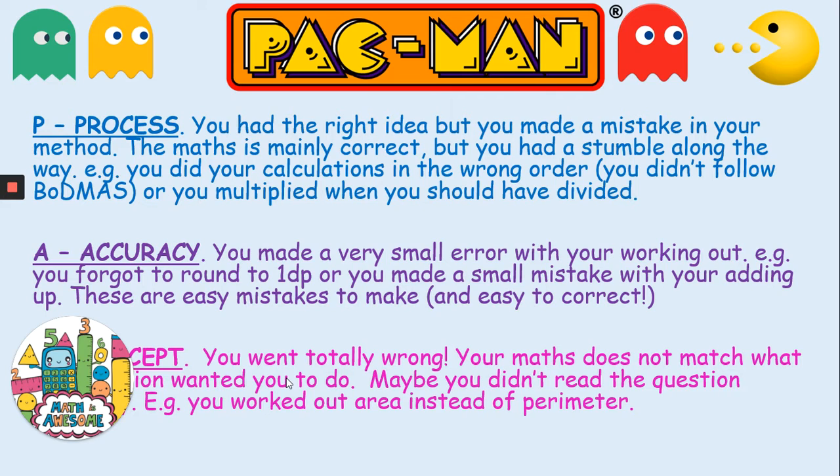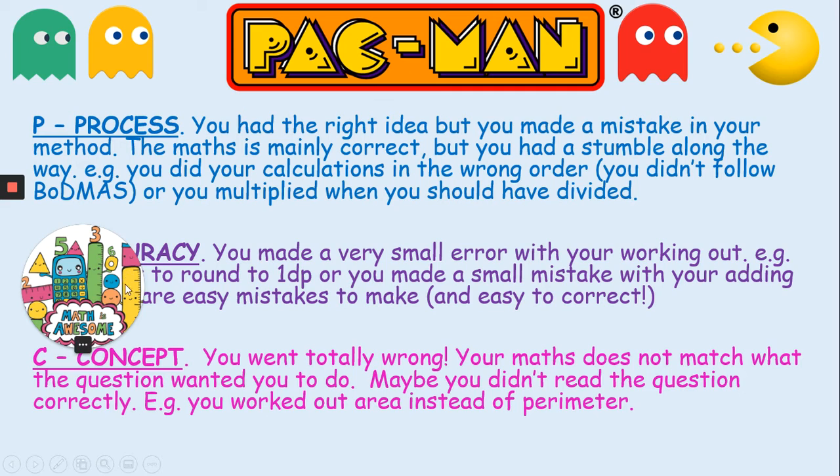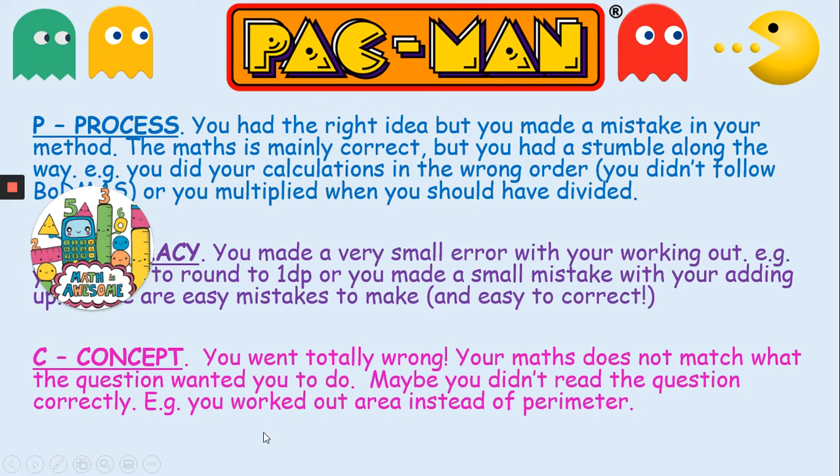Accuracy error, that would be where you made a small error with your working out. So it's basically a little silly error that we often make because we are rushing. The C error, it is a concept error. So this is where you went totally wrong. Your maths doesn't match what the question wanted you to do. Maybe you didn't read the question correctly, or perhaps you don't understand the actual maths.